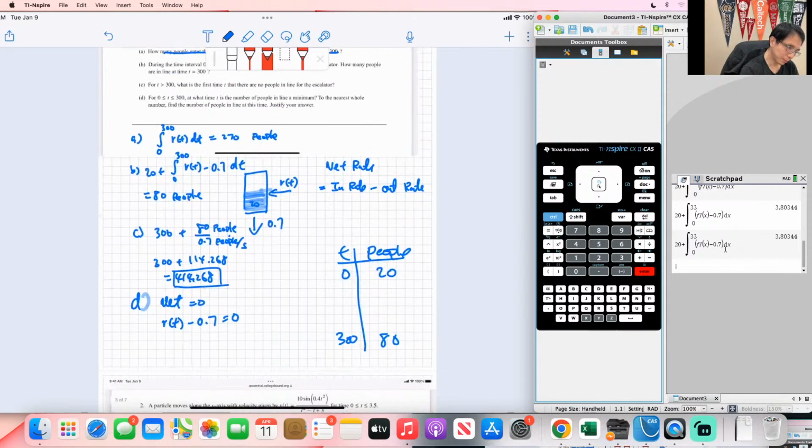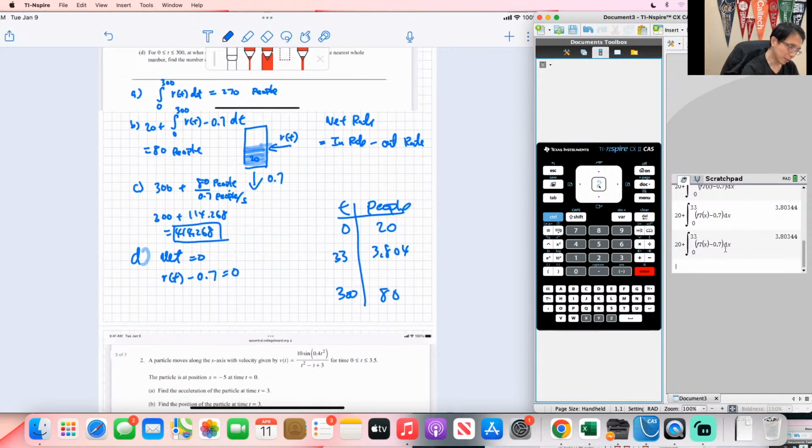So 33 is equal to 3.804. Why is that? Because of 20 plus the integral between 0 and 33 of R of t minus the out rate 0.7 dt. And that's equal to 4. Round to the nearest 4. Do I need to care about 167? Probably not, because that's a relative maximum.